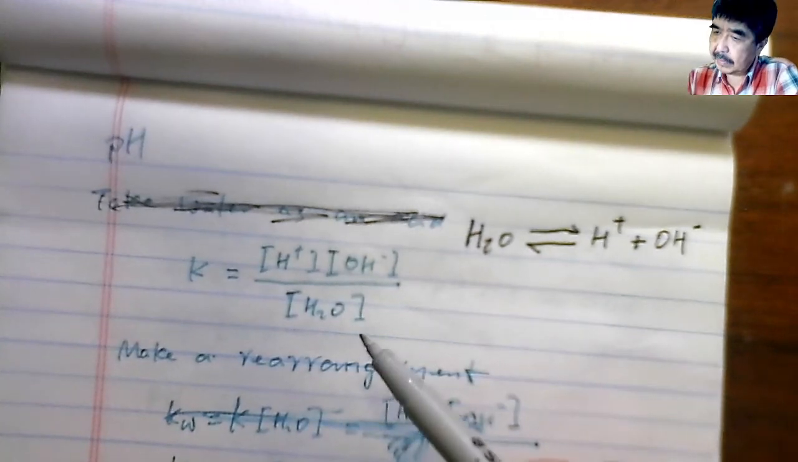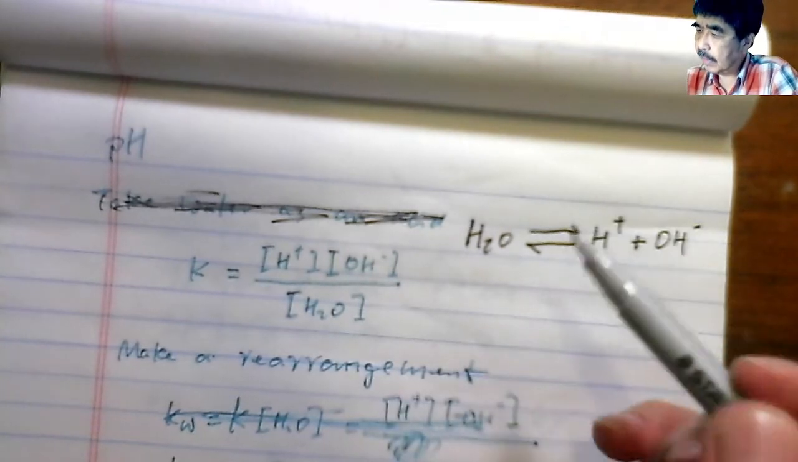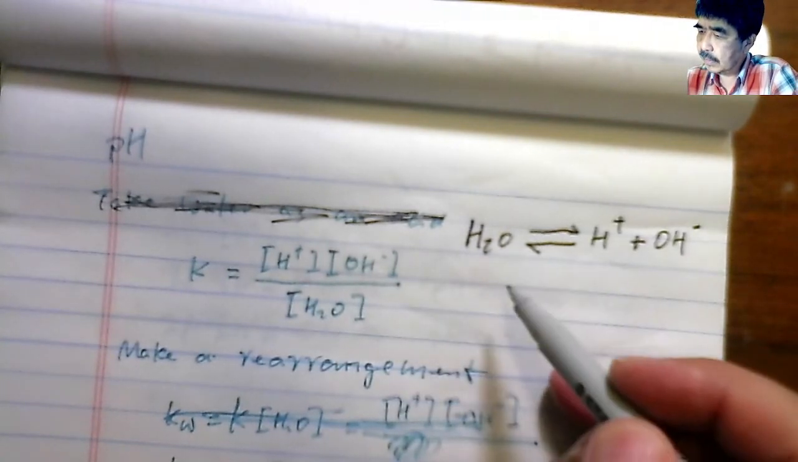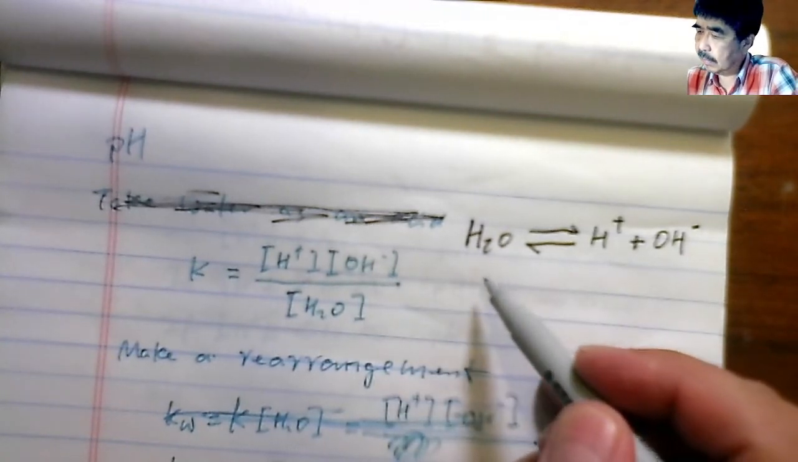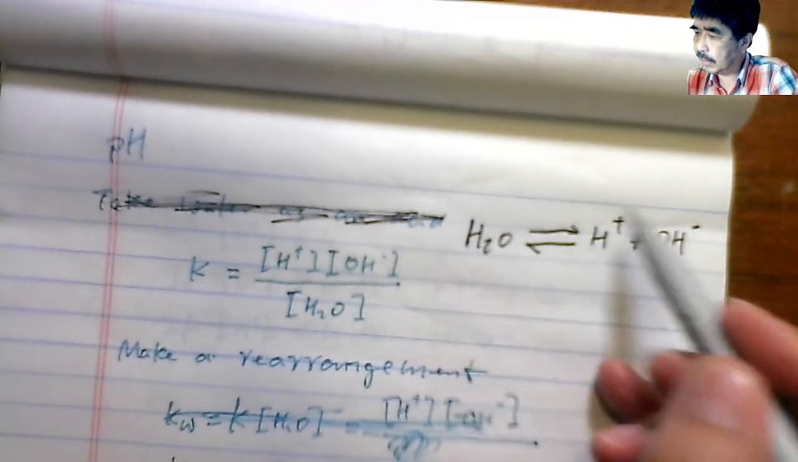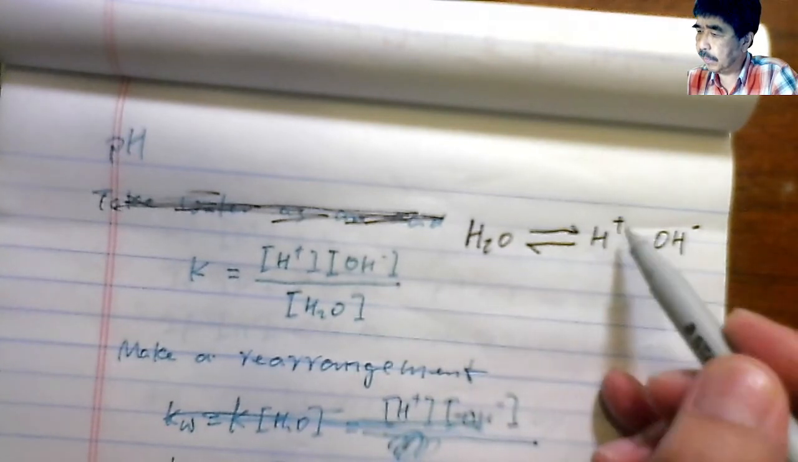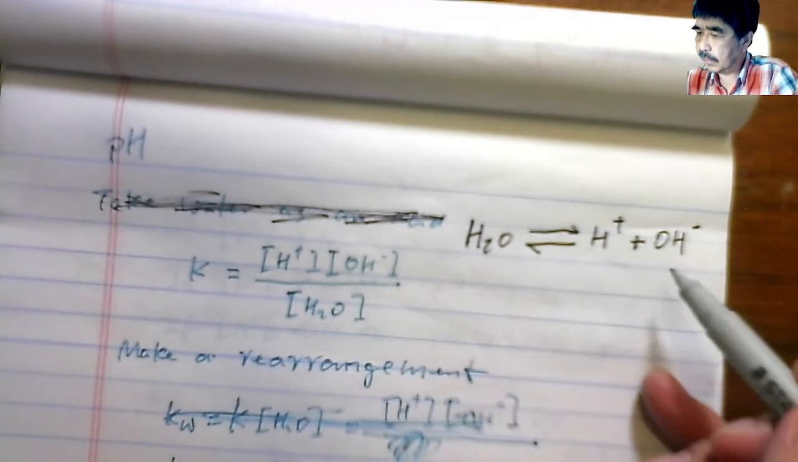All right, let's talk about the pH today. First, let's take a look at the water dissociation. That's the reaction, and the water dissociates into a proton and a hydroxide.